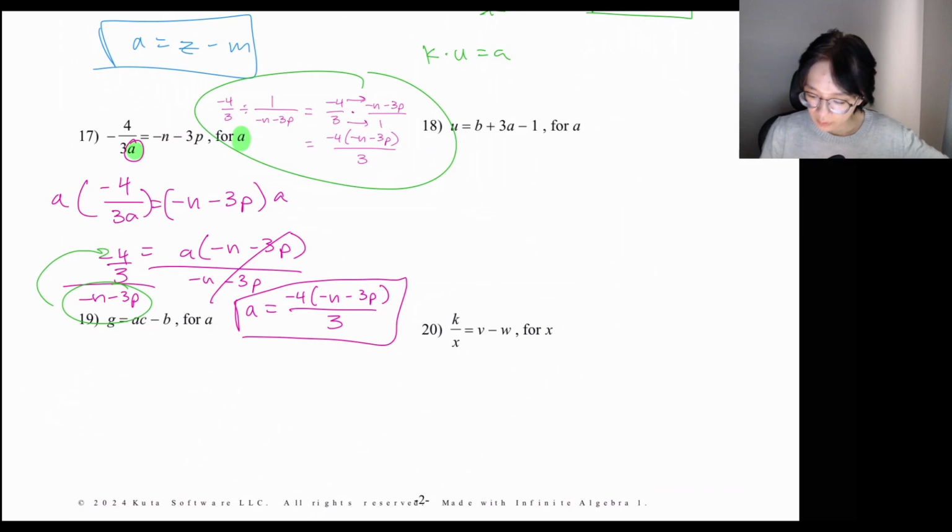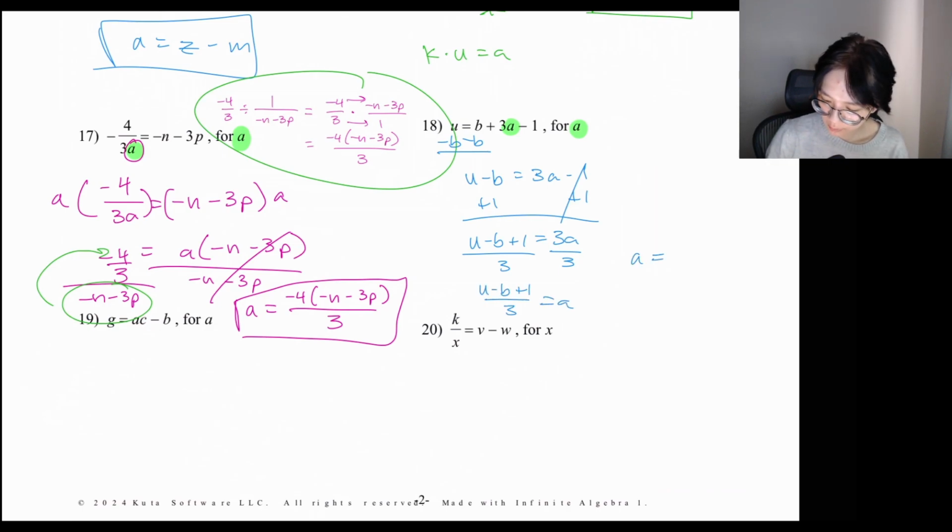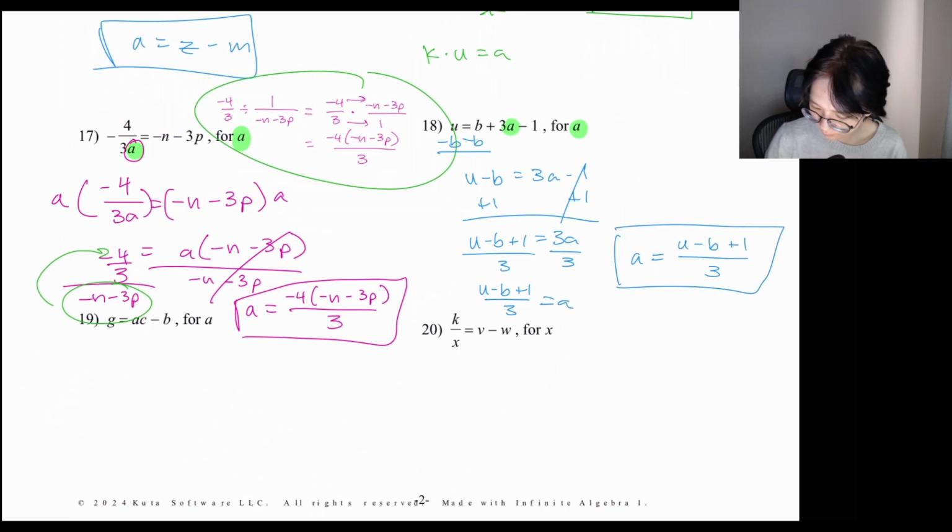Why not? Next one. U equals B plus 3A minus 1. We're solving for A. We need to get rid of the things that aren't A. So I'm going to subtract B from both sides. U minus B equals 3A minus 1. I'm going to add 1 to both sides. U minus B plus 1 equals 3A, and then divide by 3. Math convention, variable on the left: A equals U minus B plus 1 over 3.